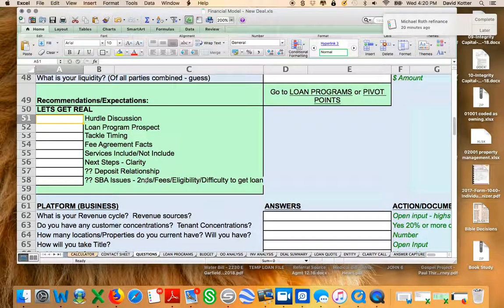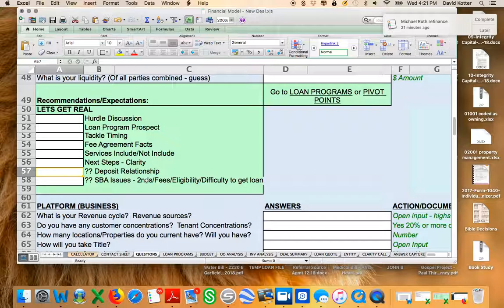Once you do, you're going to have what's called a hurdle discussion with them. You're going to say, hey, look, here are some of the issues I see with the deal, which you'll learn over time. And then also you'll talk to them maybe about a potential loan prospect program for them that would fit. You'll talk about timing that matters for them, how we get paid, and we charge 1% to 2%, depending on the complexity of the deal. We talk about what's included in our services and what's not included. And we talk about next steps with them, meaning we're going to send out a checklist, collect some information, and then do some assessment.